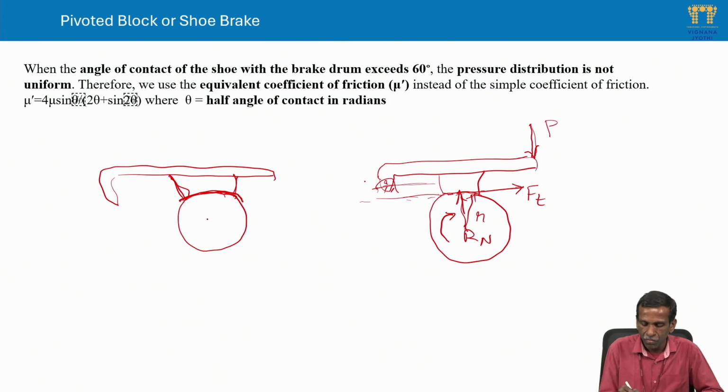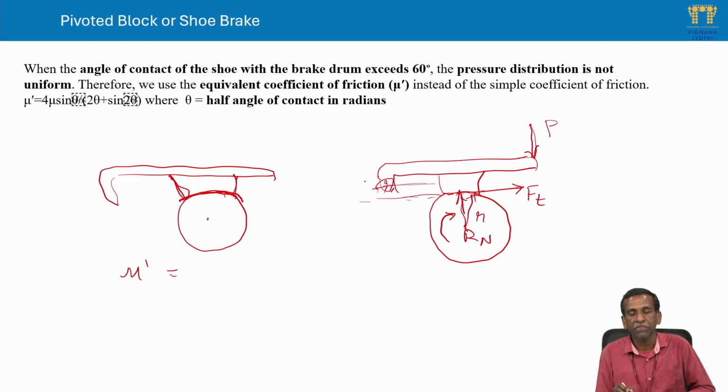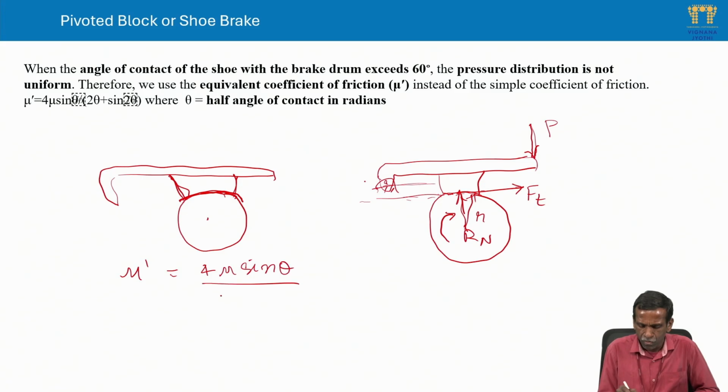So in this case, how do we calculate braking torque and power required for braking? In this case, we simply need to use this relation with mu. Instead of mu, the coefficient of friction between block and drum in a simple block brake, in the case of a pivoted block brake, let us say mu dash is the effective coefficient of friction between drum and block. Then we can write mu dash equal to 4 mu sin theta by 2 theta plus sin 2 theta.